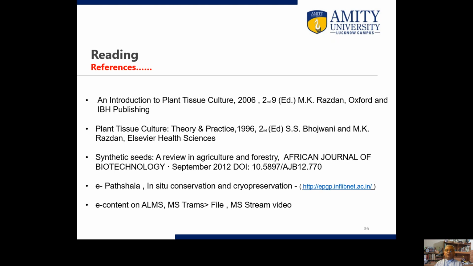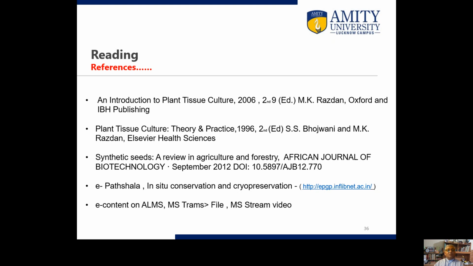The registration is free of cost, and this ICT initiative of the Ministry of MHRD offers more than 22,000 lectures and the tutorials and study materials for UG and PG courses. You must explore this. Apart from all the above, I have already uploaded the e-content on LMS and also uploaded the e-content and the material on MS Teams, File Menu, and on MS Stream also. And after completion of this tutorial, I will also upload this video recording on LMS, which you can go through and revise the topic.